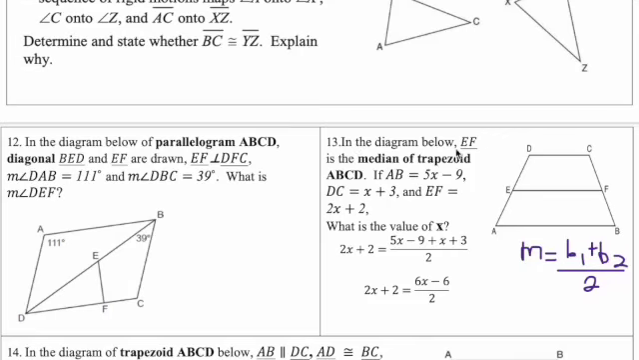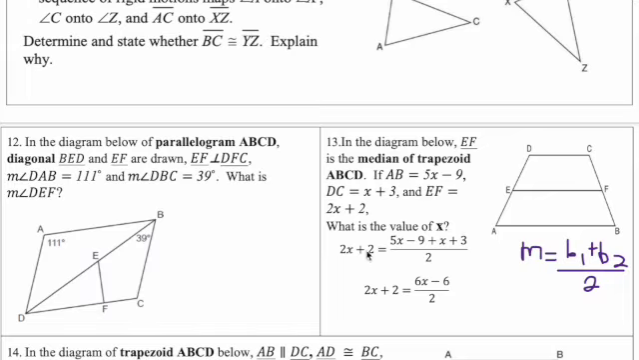Number 14. In the diagram below, EF is the median of trapezoid ABCD. If AB equals 5x minus 9, DC equals x plus 3, and EF equals 2x plus 2, find the value. What is the value of x?